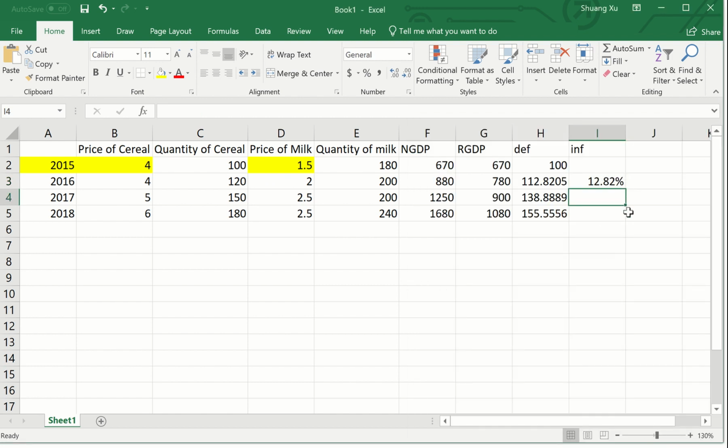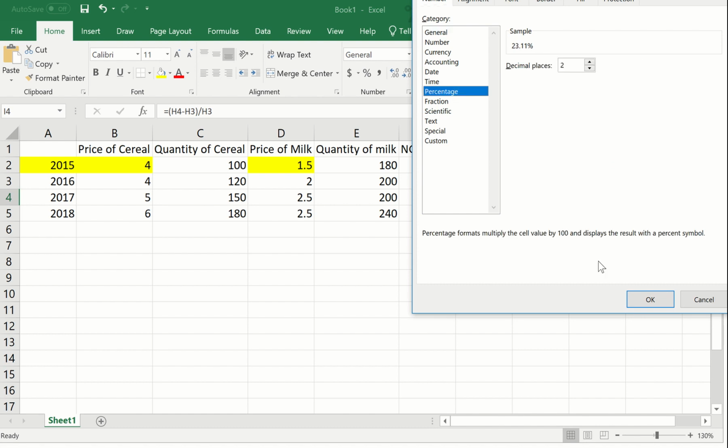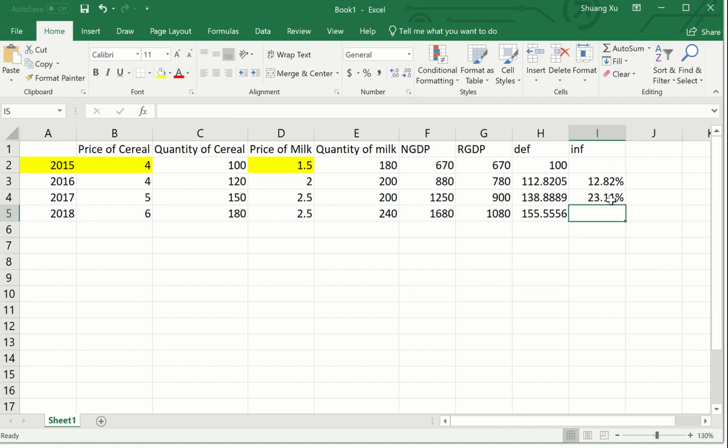And then for 2017, same thing. We're going to use our 2017 deflator minus the year before, which would be 2016, and then divided by the 2016 deflator. And then again, this should be a percentage. All right, so that's the inflation for 2017. Let me drag it down, and that's our inflation for 2018.